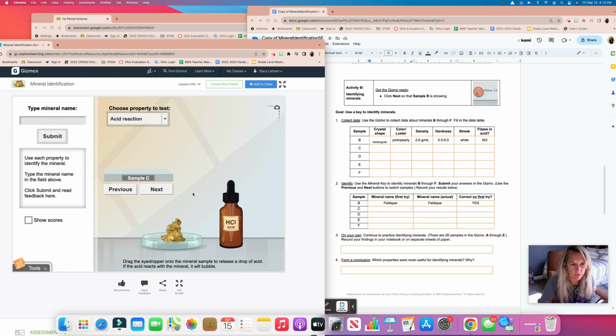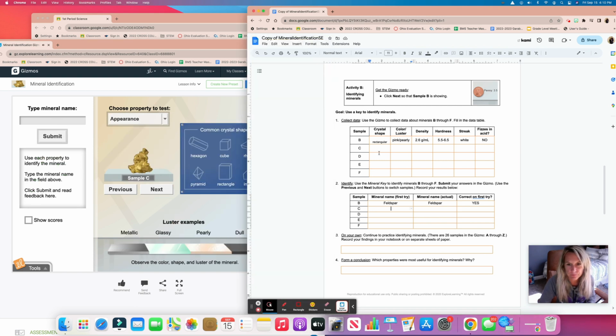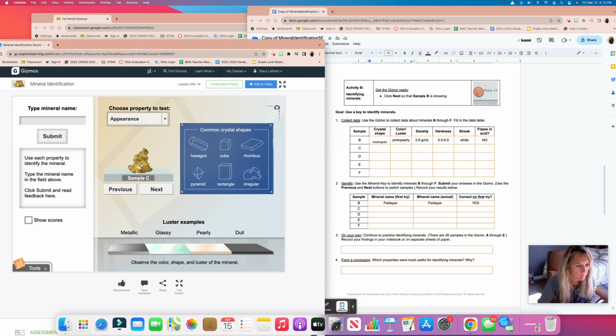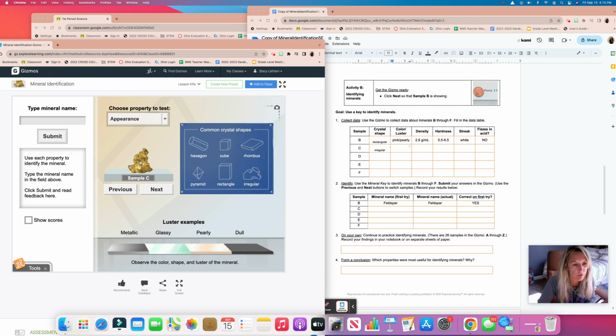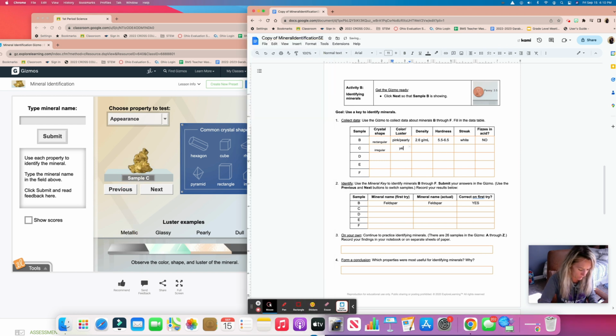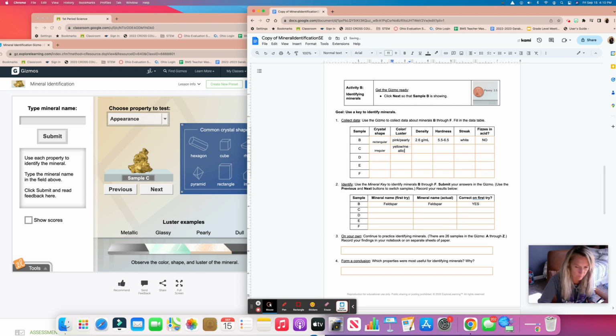All right, so click next, start on appearance. Sample C is pretty lumpy looking. It just doesn't really have a pattern, so we would say that this one is irregular. So we're going to type that, irregular. Oh, how about I spell that right? All right. Color and luster. It's definitely shiny like metal, so we would say it's metallic, and it's like a yellow color. So let's say yellow / metallic.